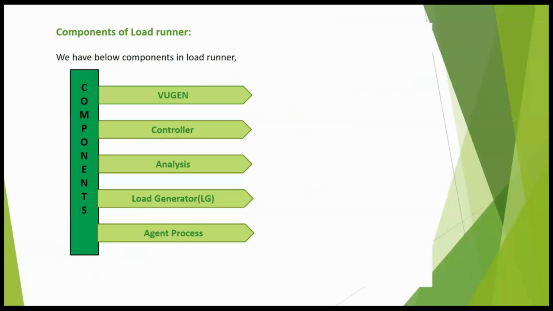The next topic is the components of LoadRunner. In LoadRunner, we have different components like VuGen, which is the Virtual User Generator. Next are the Controller, Analysis, Load Generator, and Agent Process. These five components are available in LoadRunner.